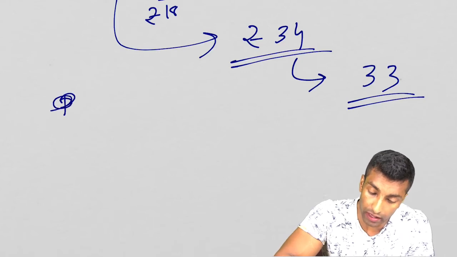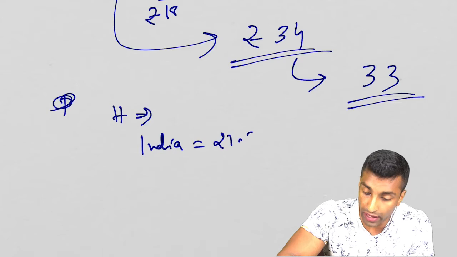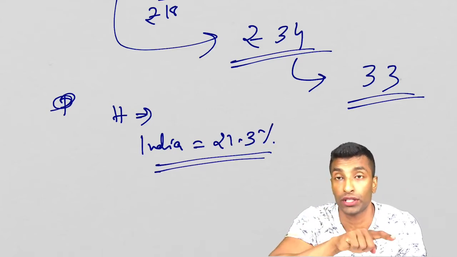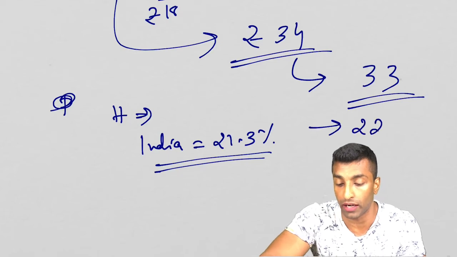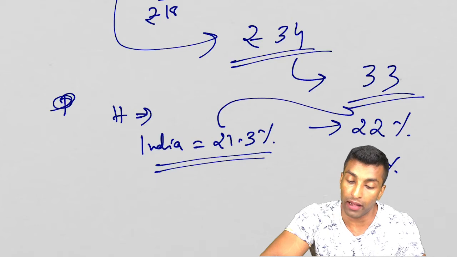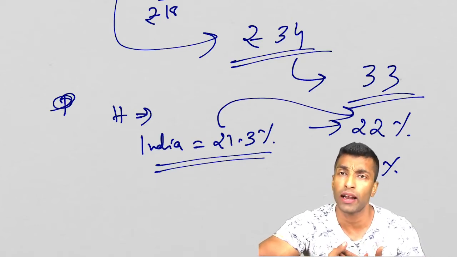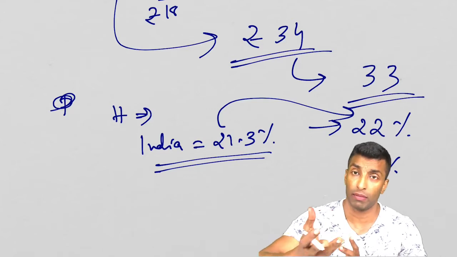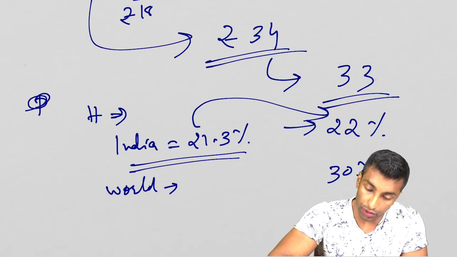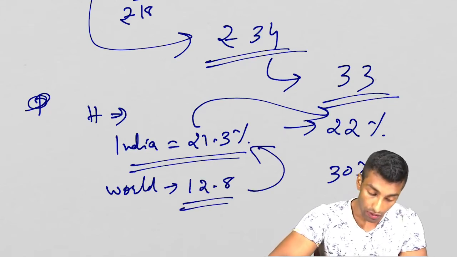Now the poverty ratio, H, in the case of India, is 21.3%. So you can directly relate this with the Rangarajan and Suresh Tendulkar Committees. As per the Suresh Tendulkar Committee, it was 22%. As per the Rangarajan Committee, it was 30%. So the World Bank poverty ratio is very close to Suresh Tendulkar, because the poverty line is very close. The criteria may be different, but the poverty line is very close. The world poverty ratio is 12.8, so we have almost double the world average.